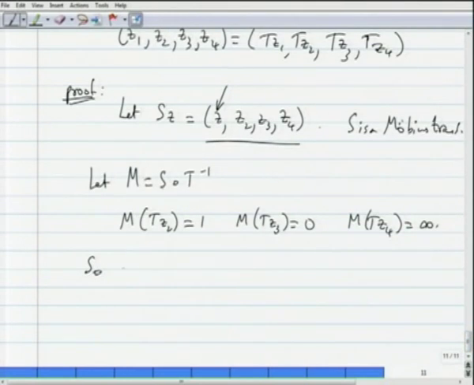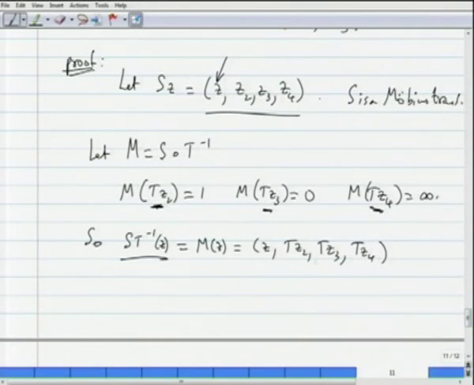So, of course, S T inverse of Z, which is M of Z. M of this quantity is 1, this quantity is 2, and this quantity is infinity. So, M of Z itself can be written as (Z, T Z 2, T Z 3, T Z 4), because the image of T Z 2 is 1 and T Z 3 is 0, and that of T Z 4 is infinity via M. So, from here what we have is S T inverse of Z is this. So, S of quantity in C union infinity is equal to (Z, T Z 2, T Z 3, T Z 4).